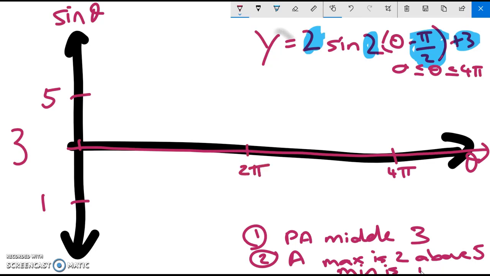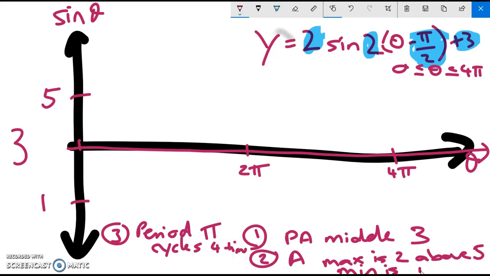So once I've thought about my principal axis, number 3, I'm going to think about my period. Now my period is 2 pi over b. That's 2 pi in this case over 2. So my period is pi. That means this graph is going to repeat itself. It's going to cycle every pi. So in 4 pi, it's going to cycle 4 times.